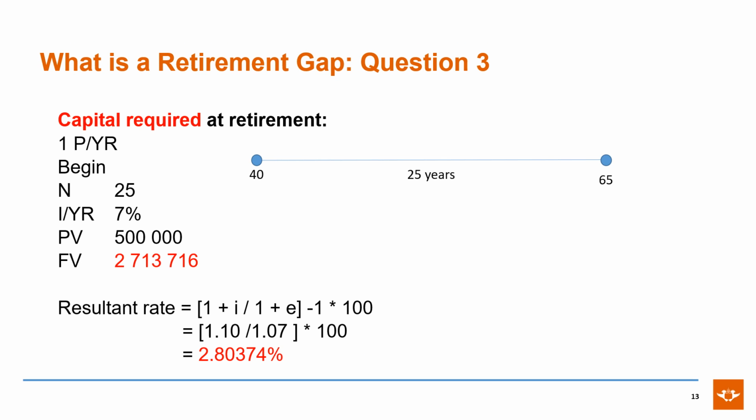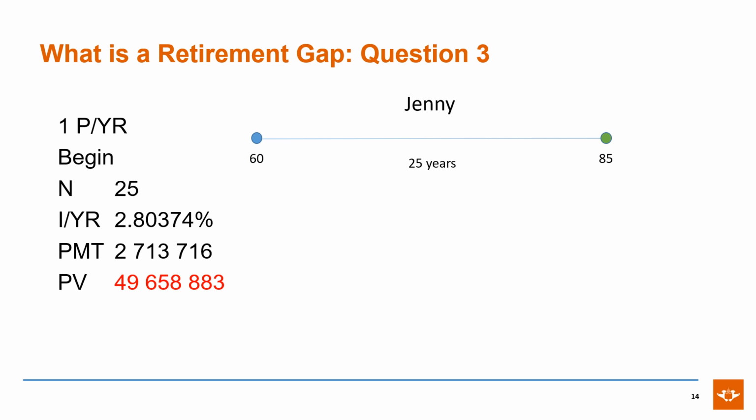For capital required, Martin retires in 25 years' time, and he'd like 500,000 Rand per annum in today's terms. So in 25 years from now, you have to increase that amount with inflation of 7% by calculating the future value, and then you'll also calculate your resultant rate. You're given an investment rate of 10% and an escalation rate of 7%. Once you have your inflated value 25 years from now, you're going to use that as your payment.